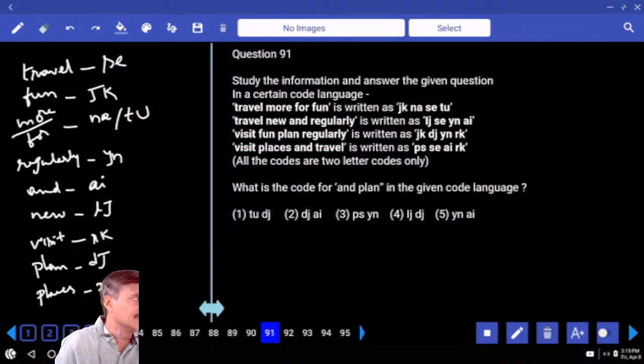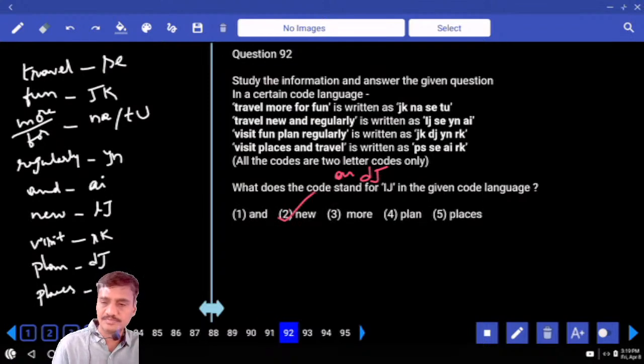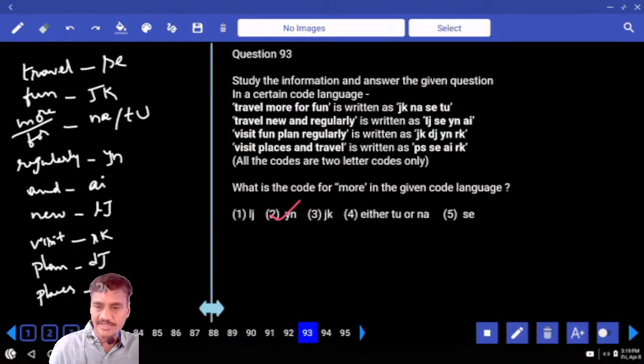Then what is the code for end plan? The code for plan is DJ. End is AI. AI DJ in any order. Choice 2, question number 91. Then 92. And what does the code IJ stand for? Now this IJ stands for new. New, that is choice 2. And 93. What is the code for more? The code for more is either NA or TU, choice 4.